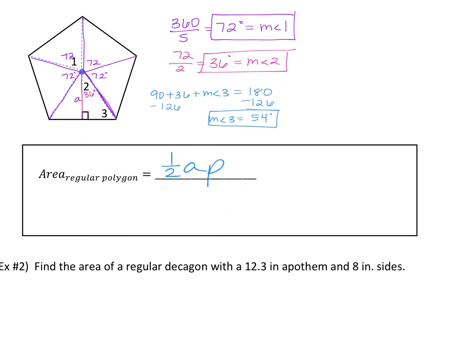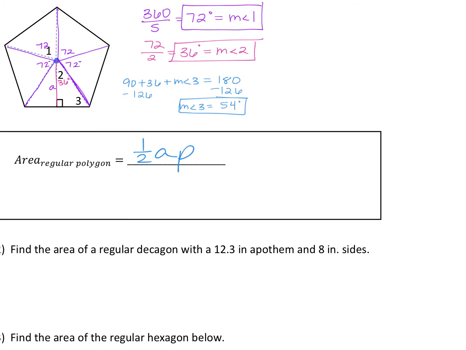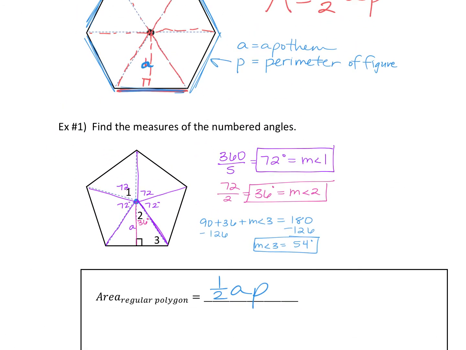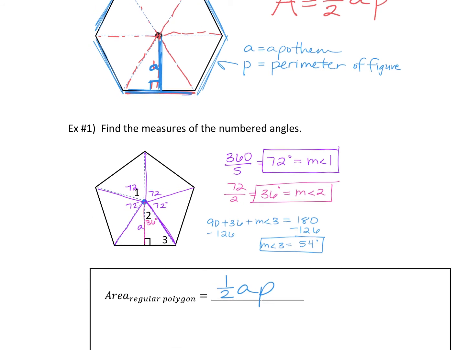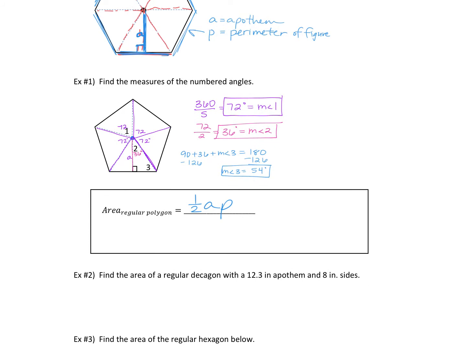Okay, so like I said, the area of a regular polygon is 1/2 AP. Just make sure you understand that A is the apothem. That's that perpendicular. It has to be perpendicular. Okay, super important that this line is perpendicular to one of your sides. And then P is always going to be the perimeter all the way around.